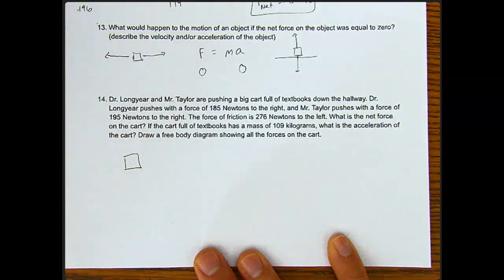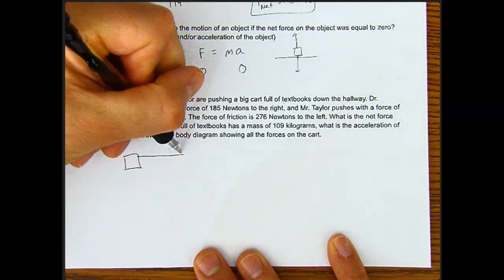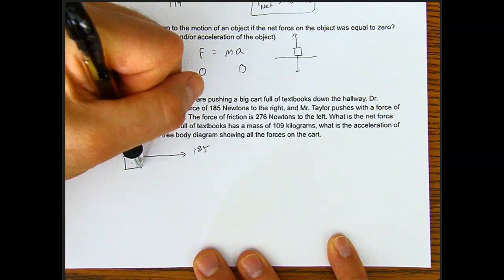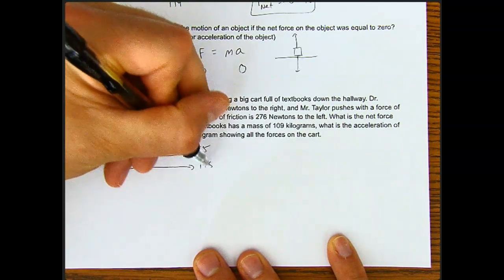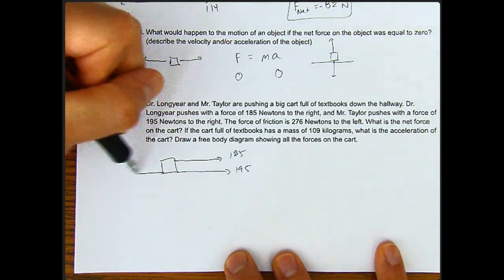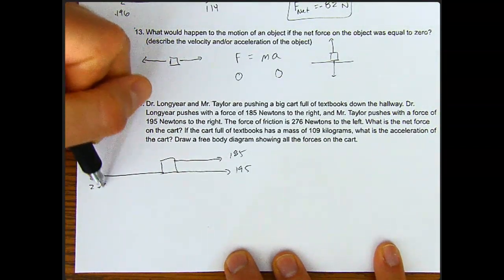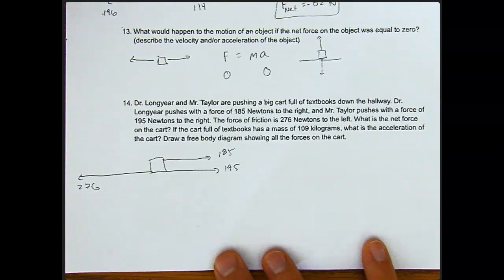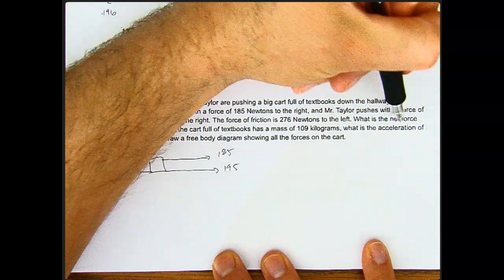So we have some object. There's a force this way of 185. There's a force this way of 195. But then there's a negative force of 276 this way. And so the question is, what is the net force?